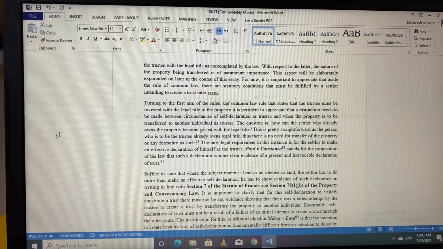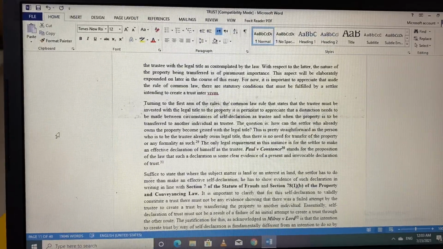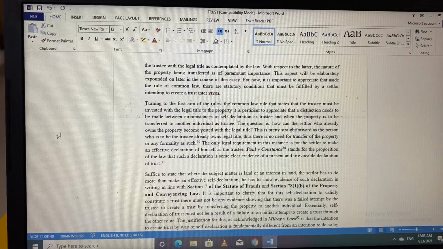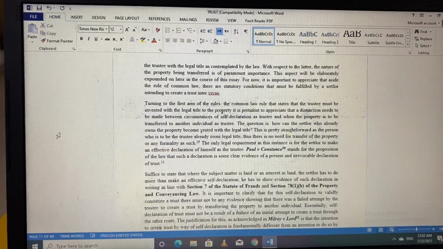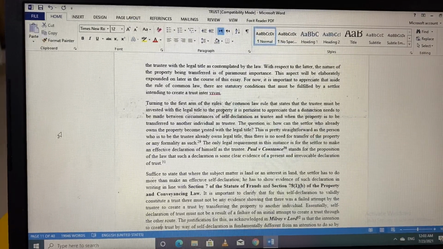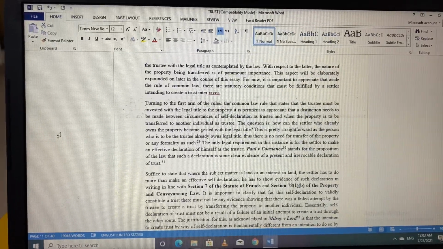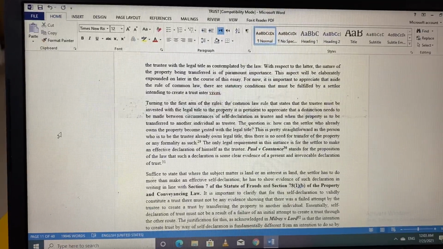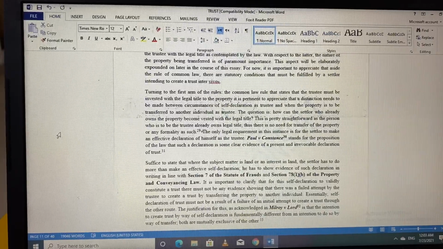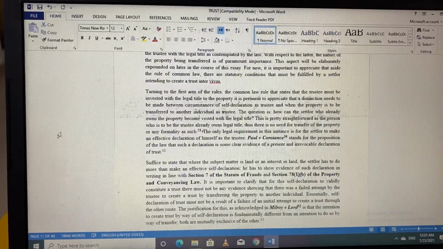But I need to point out that where the subject matter is land or an interest in land, then matters are not that straightforward as I earlier painted. That is, even where it is self-declaration and it's supposed to be easy, where all you have to do is declare yourself as trustee and you have completely constituted it, you have to understand that the nature of the property is of crucial importance, even with respect to self-declaration of trust. Because where the subject matter is land, or it involves an interest in land, then the settlor has to do more than just make an effective self-declaration.